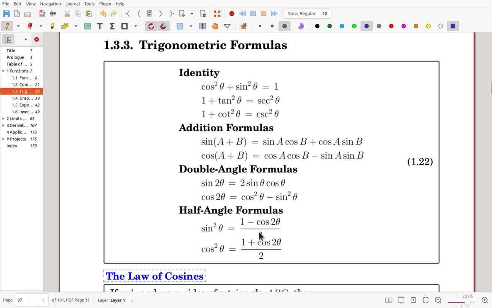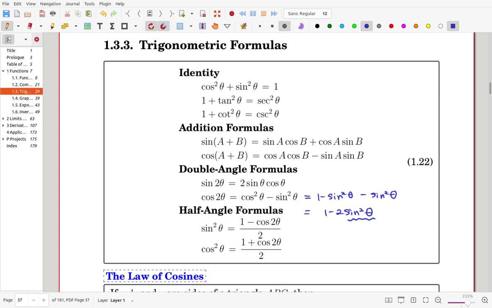Okay, now this half angle formula comes from this one. For example, cosine squared theta minus sine squared theta is the same as cosine 2 theta, and we have one more: cosine 2 theta equals 1 minus sine squared theta minus sine squared theta, which is the same as 1 minus 2 sine squared theta. So sine squared theta can be obtained by moving this to the other side and dividing by 2. Okay, so that is exactly this one.